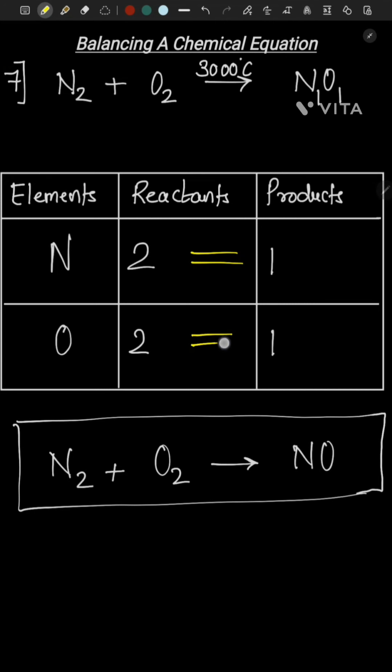I have multiplied 2 to which element? To oxygen. On which side? On the product side. But as I go up, I find oxygen again is not alone. It is in the combined form with nitrogen, so I'll put 2, which is common for both now.